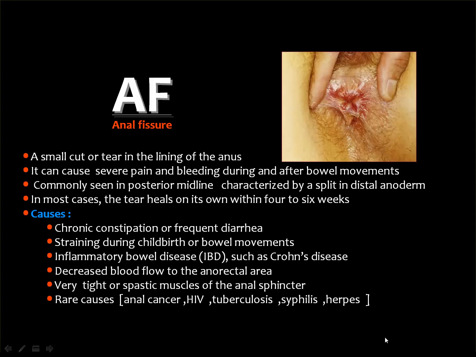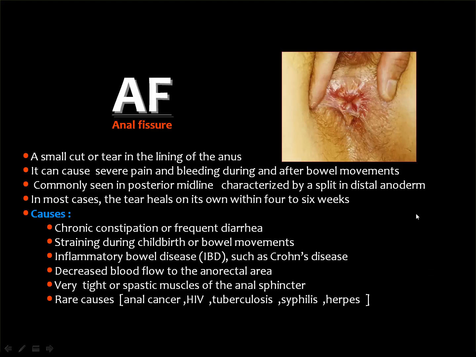Now, starting with diseases of the anal canal, the anal fissure, as you all know, is just a tear in the mucosal lining of the anal canal, and this fissure may cause severe pain and bleeding either during or after bowel movements. Then the most classic site for the anal fissure is exactly posteriorly in the midline, and in most cases the fissure heals spontaneously, but sometimes it may need surgical intervention.